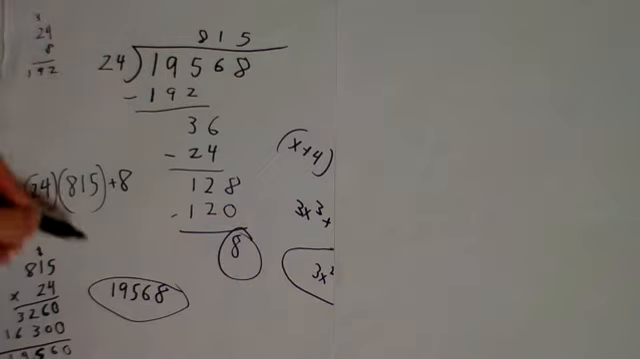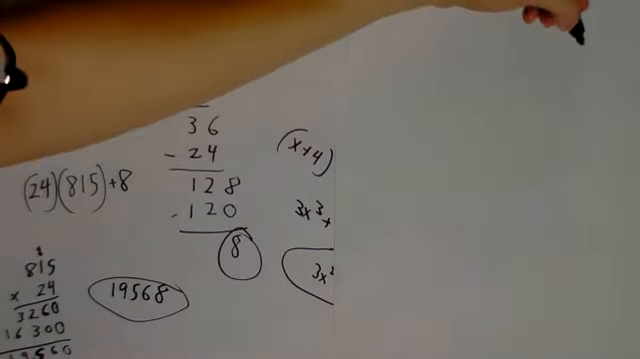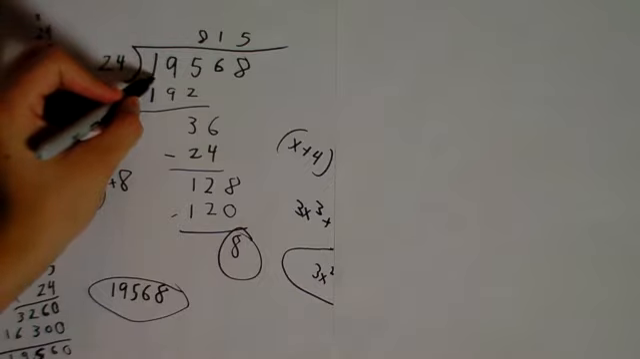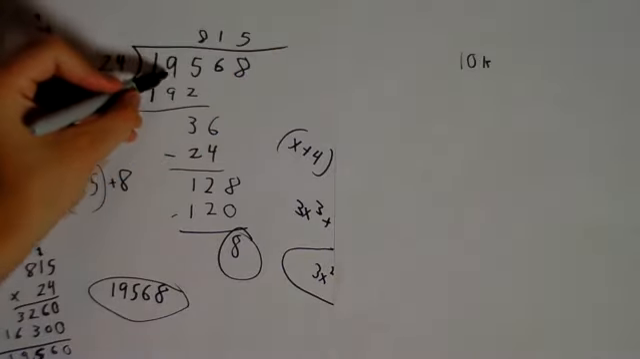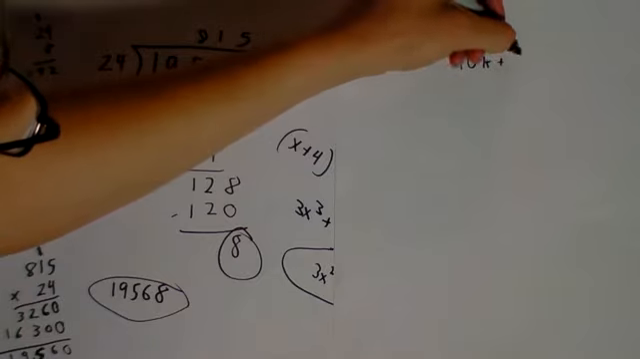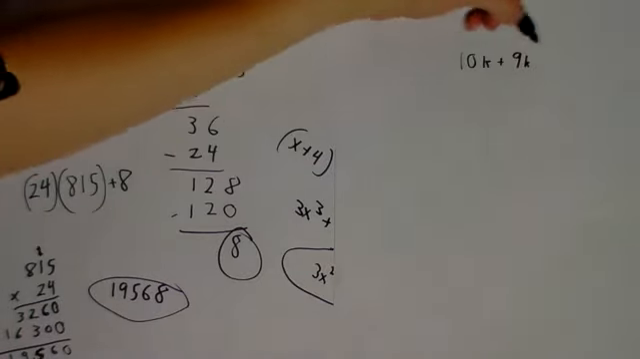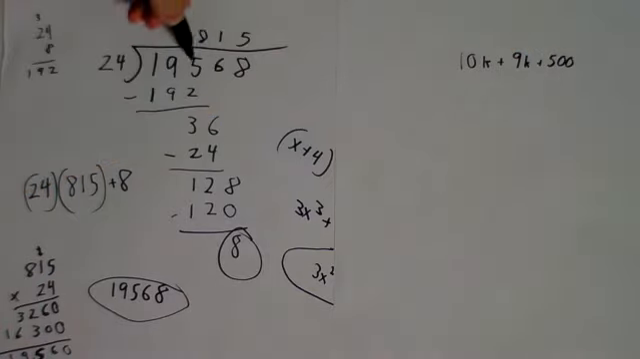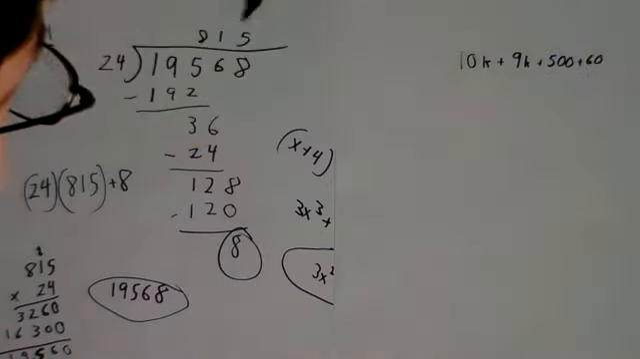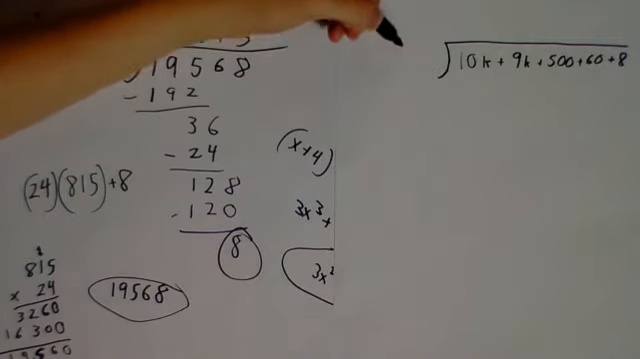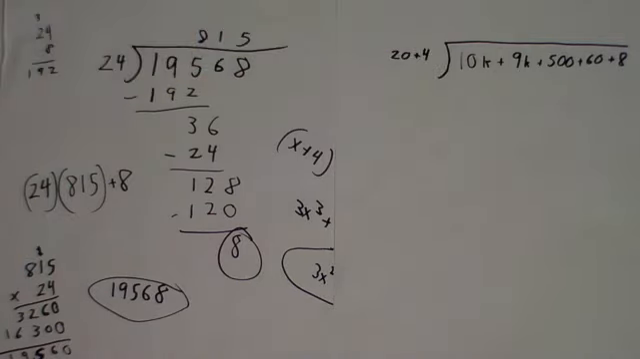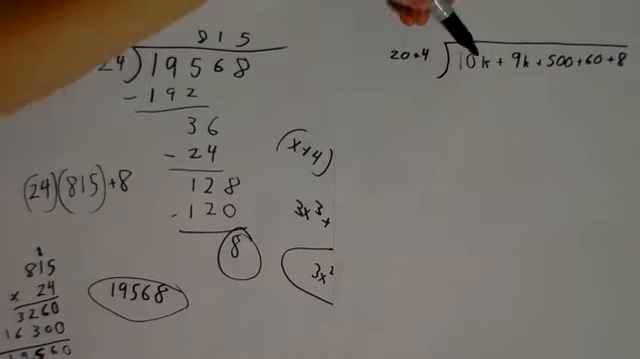I'm going to take this exact same division problem we did right here, and I'm going to do it in the style of the long division of polynomials that we just learned. So what we have here is 10,000, right? So I'm just going to call that 10k. 10,000 plus 9,000 plus 500 plus 60 plus 8. Alright, and we're dividing that by 20 plus 4.